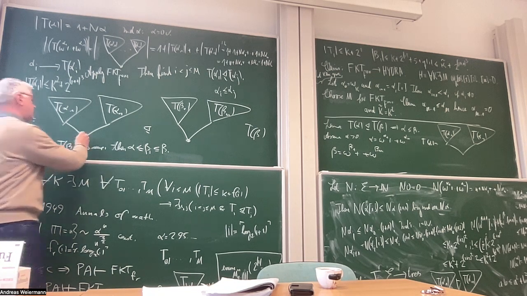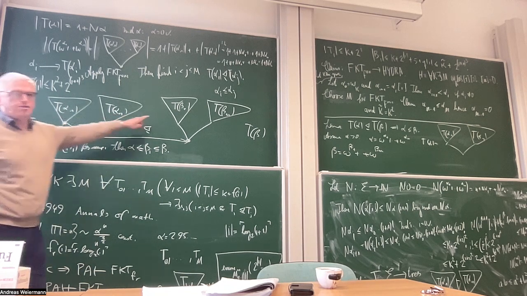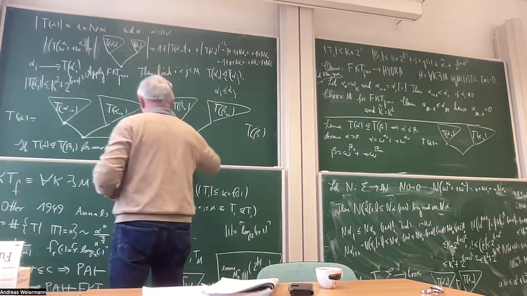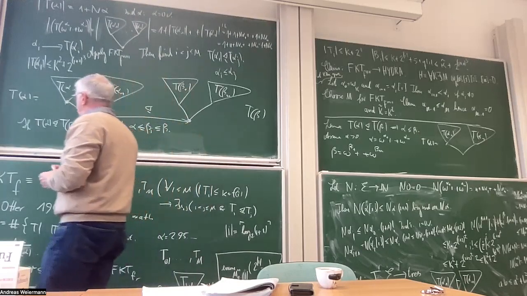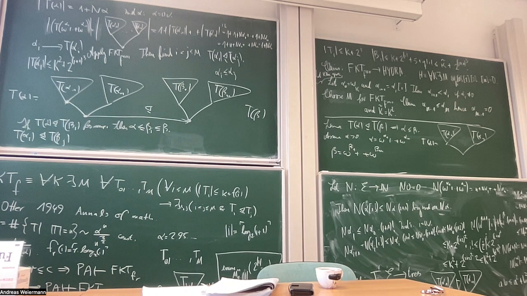Now the only thing left is that the root here goes into the root here. Then look at this node. This one has to go into one of the immediate subtrees. So the alpha 1 goes into some beta j. Okay, it's okay.